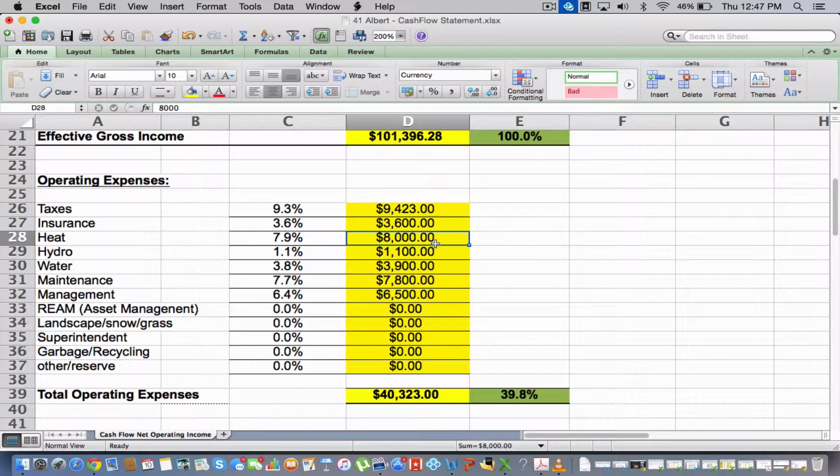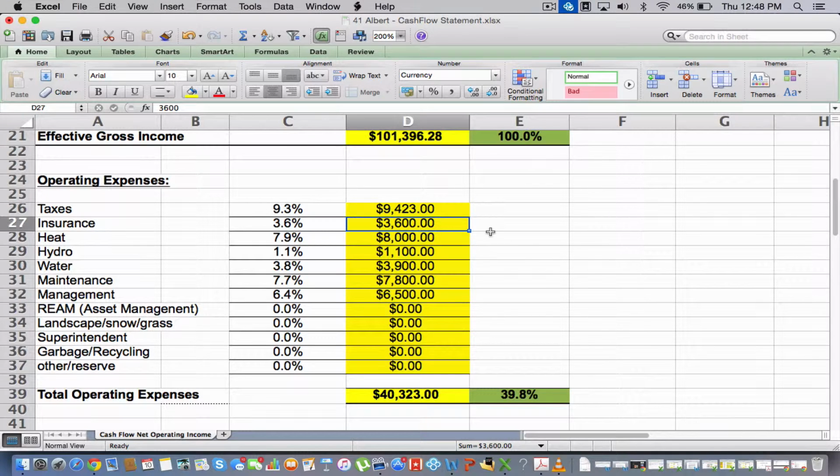The rest of these expenses could be very different for each and every property. So we have insurance, heat, hydro, water, maintenance, management, asset management if you're using that, landscaping, any superintendent fees, garbage or recycling, and an expense line for reserve. Again, taxes are simply input from whatever the listing says or whatever your advisor finds for you online.